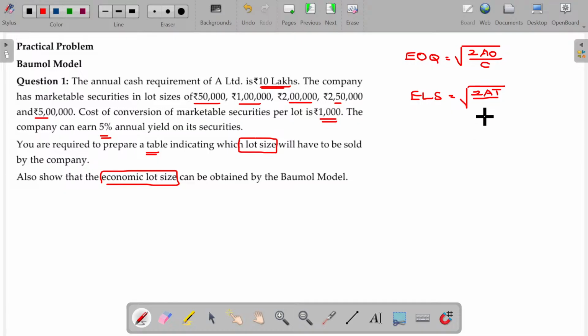Divided by carrying cost. Here, if you are keeping the cash in current account, you don't get any benefit. If you are keeping the investment in FD, you will get a return. That is called holding cost. Is that clear? Hope now you will be able to understand.